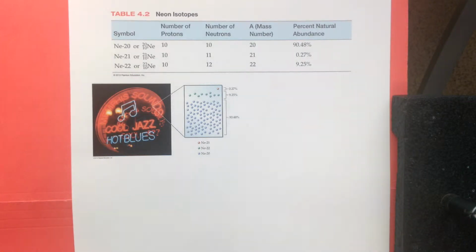Okay, let's look at isotopes. What are isotopes, and how do isotopes control or influence the average atomic mass of an element? Okay, so let's first define what is an isotope.